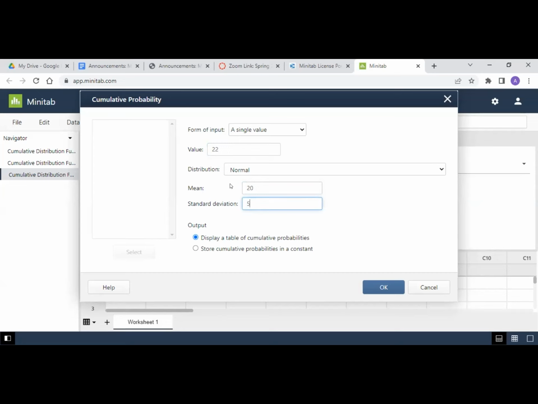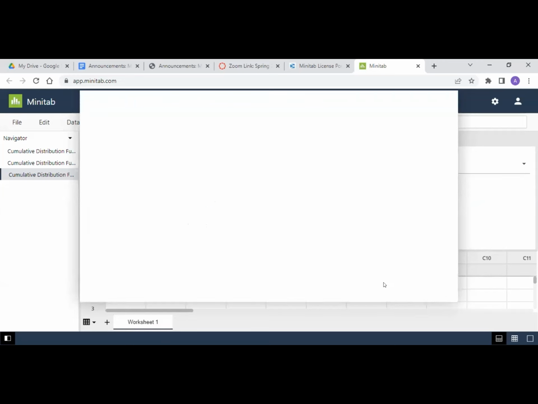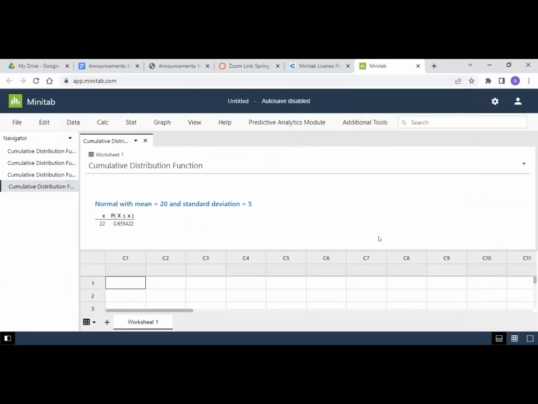Whenever you're asked about an X value, you also have to change what the mean and standard deviation are. All right, so I'm just going to click OK. And the output is what's on your paper here, 0.655. Any questions on what I did on Minitab here?